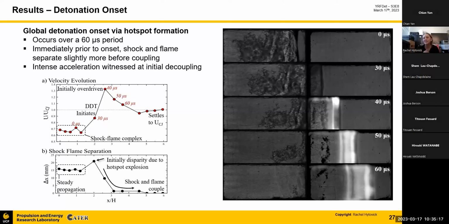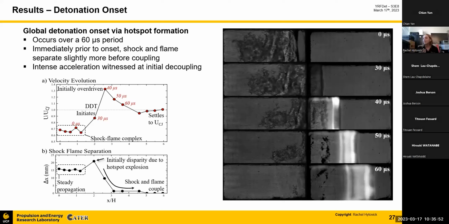At 40 microseconds, we see a super high increase in detonation wave speed. And then we see it settle down to CJ as the detonation propagates. And then again, in the shock flame separation, we see our shock and our flame moving steadily, distance-wise, from each other. And then right when they have this explosion, we see the global flame front fall back a little bit more, so it's a little bit more separate from the shock. And then at 50 microseconds, they start to couple and propagate uniformly throughout the flow. So that's a global onset transition.